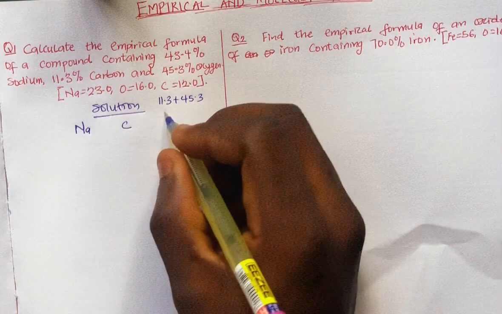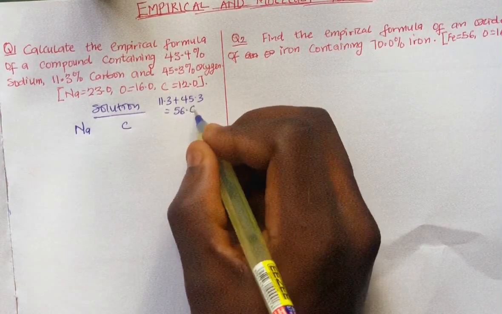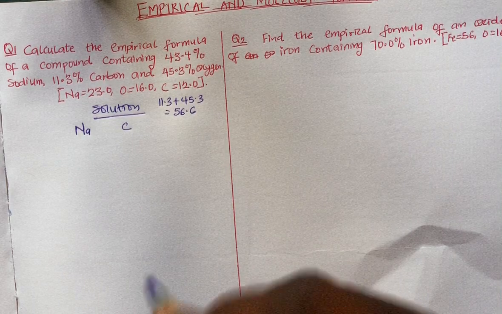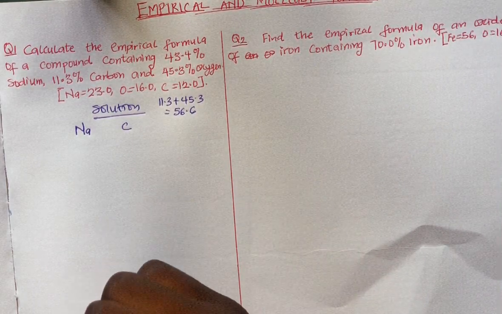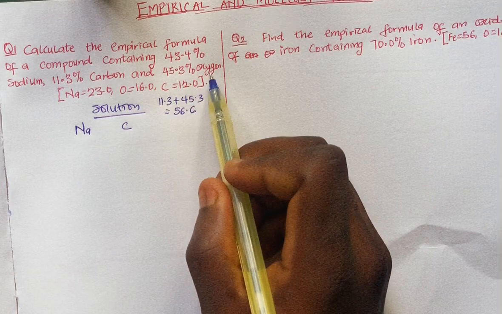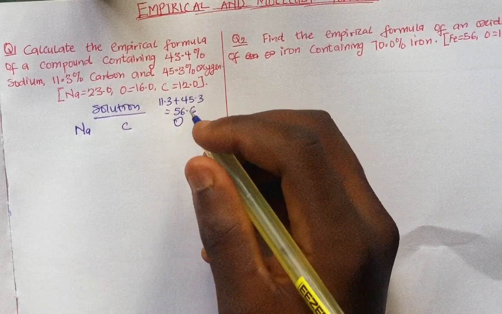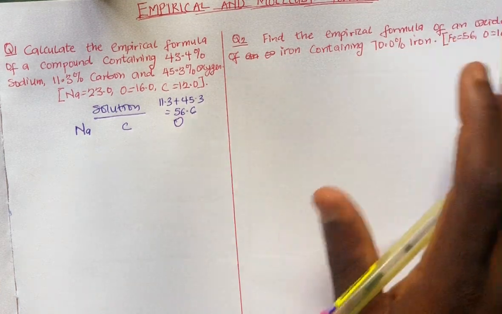11.3 plus 45.3 is 56.6. So it is not up to 100%. So it shows that there is another element here, and the element we are given is actually oxygen. So we have oxygen, which is 45.3. So I think everything is balanced now.